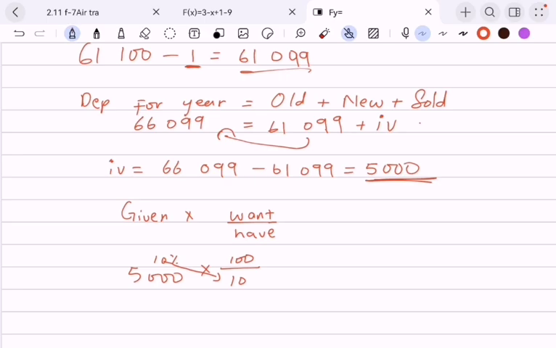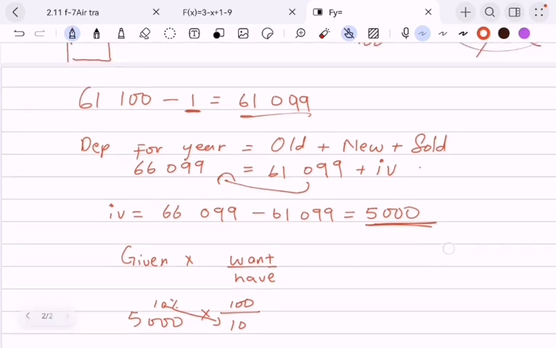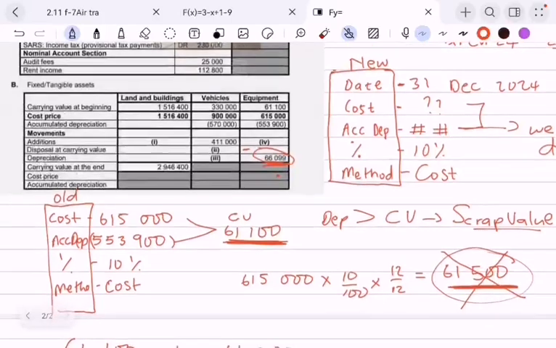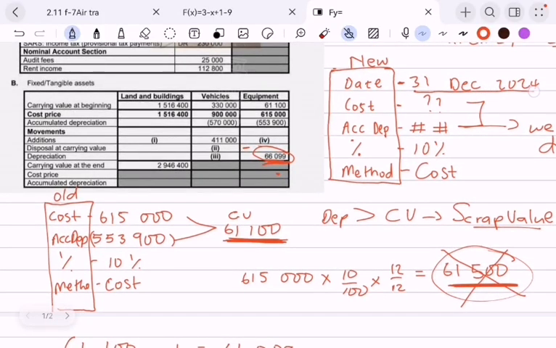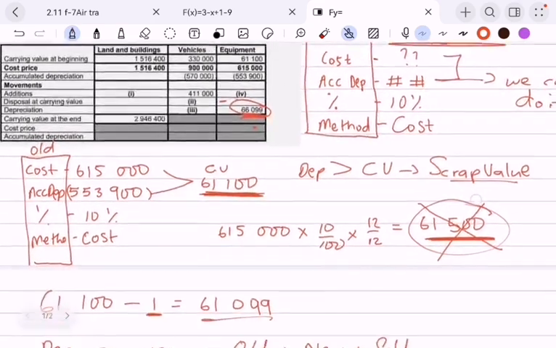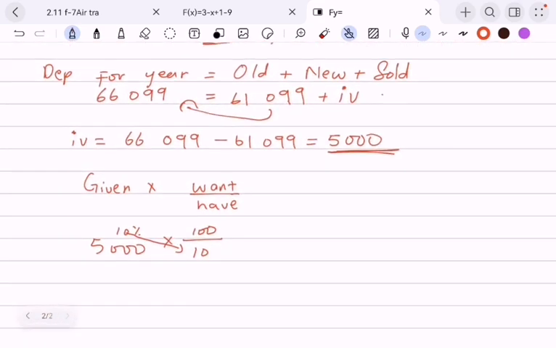Beautiful. But this depreciation, it's for how many months? Because this asset was bought on the 31st of December 2024. So for December, you can't count it because it was bought on the last day of the financial month, which is December. So you're going to have to count from January until February. So that is 2 months. So this one, we have it for 2 months. So that's why it is also going to go right downstairs there as 2 months. And we are looking for it at 12 months.